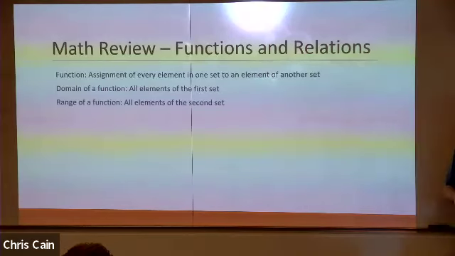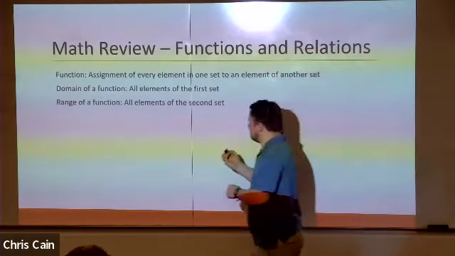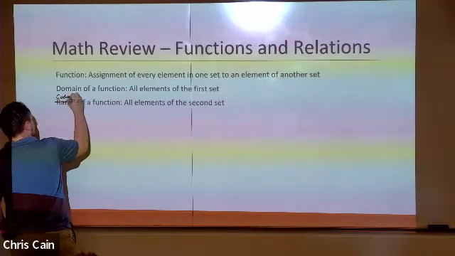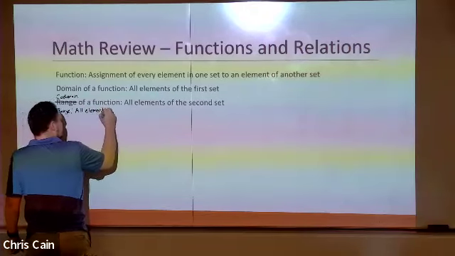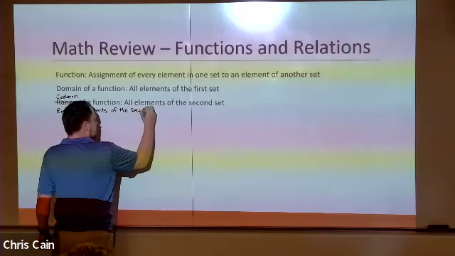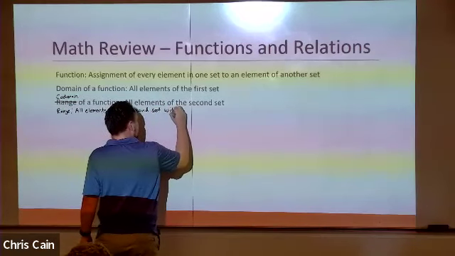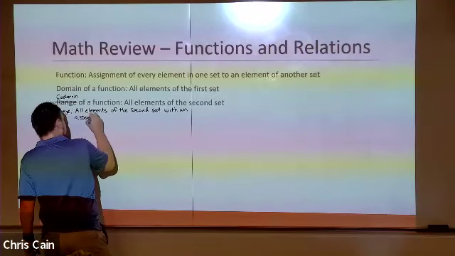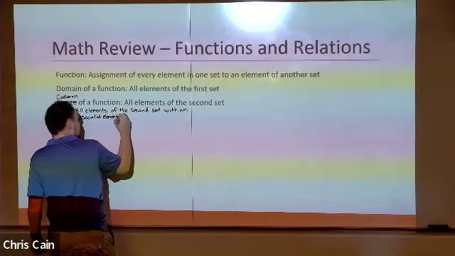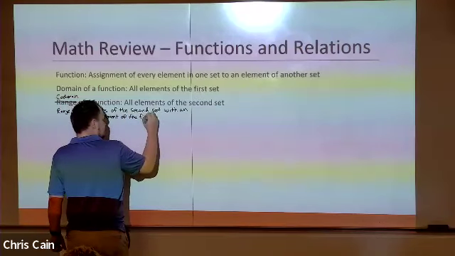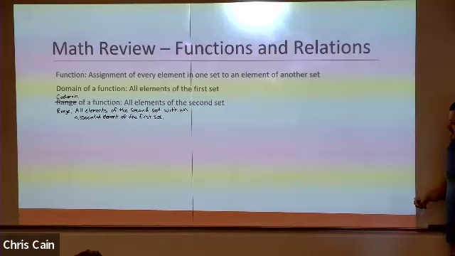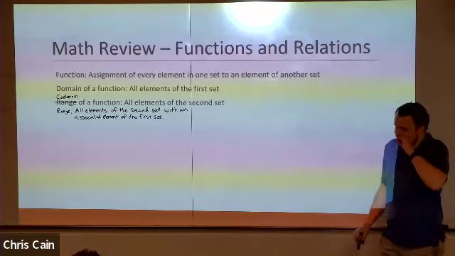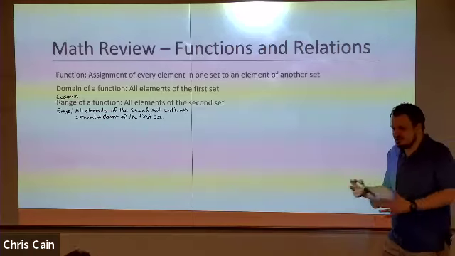In that case, the range is all of the elements of the second set. Actually, not quite true. I think that is a reasonable definition of range. So the codomain is all elements of the second set. I don't know how that snuck in there, but the range of a function is just all elements of the second set that have an associated element of the first set.